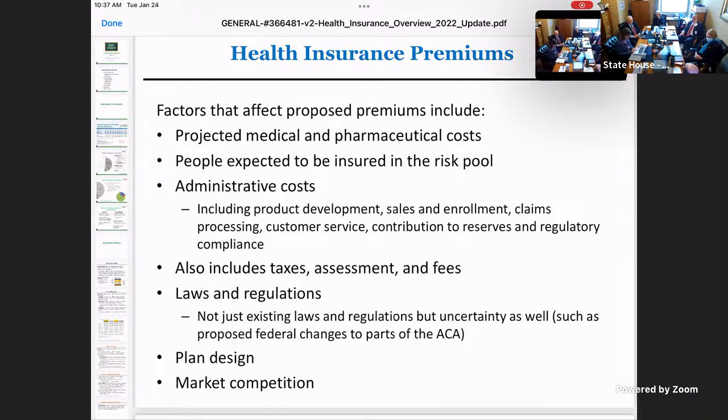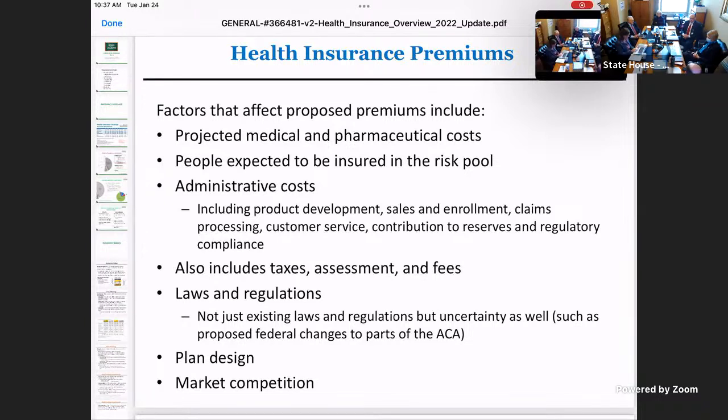So they're looking at medical and pharmaceutical costs. What do we think the experience is going to be in the next year? Number of people: there are some people in the pool this year, how many are we going to lose or gain? They have to predict what that pool will be. What are the administrative costs to administer the product? That might include sales, enrollment, and claims processing.